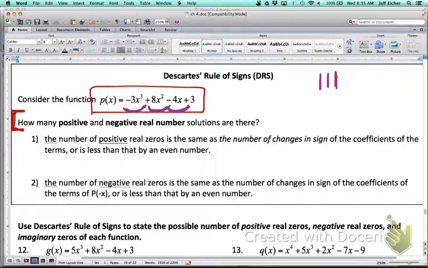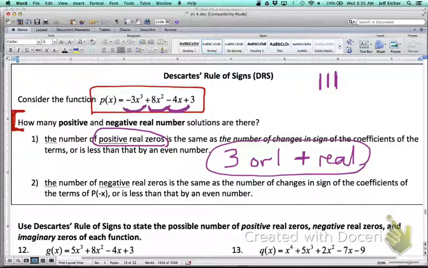So how many positive real zeros are there in this function? Positive ones. So right of 0, positive real number solutions. We would say there are 3 or less than that by an even number. So you're always going to be subtracting 2 from the answer you get. It's either 3 or 1 positive real solutions.